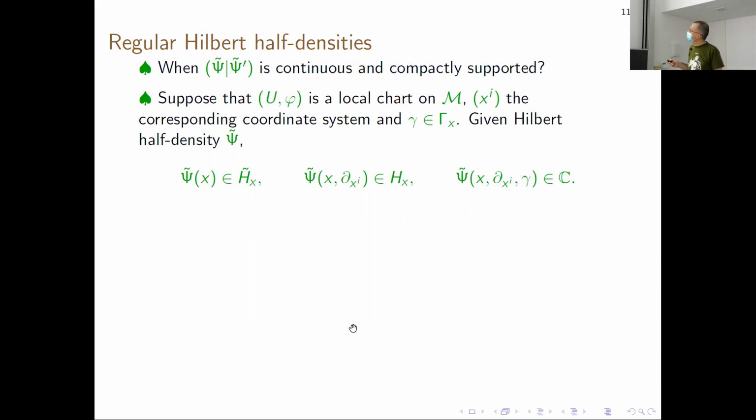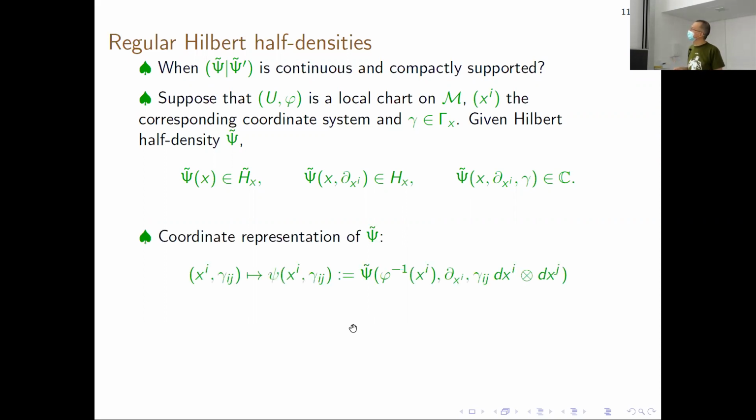So if I put here the scalar product, then I obtain in this way a complex number. Therefore, I can define the following function, whose arguments are the coordinates and components of those scalar products in such a way. Here, this point is expressed by means of coordinates, and this scalar product is expressed by means of the components. So I will call this function the coordinate representation of this Hilbert half density.